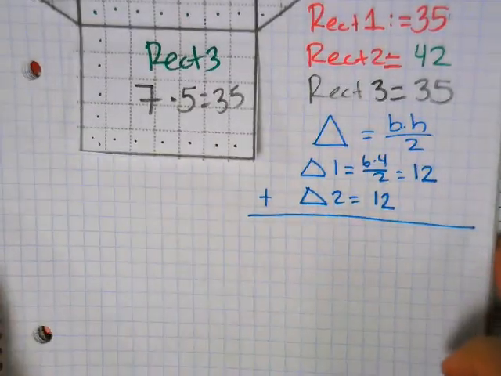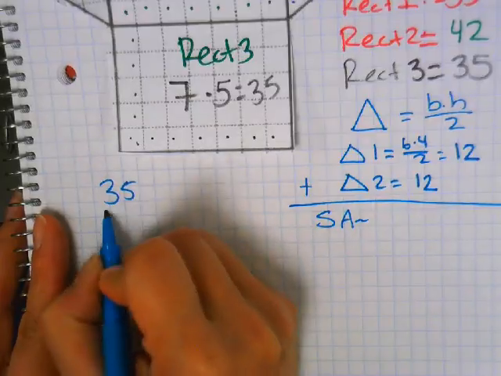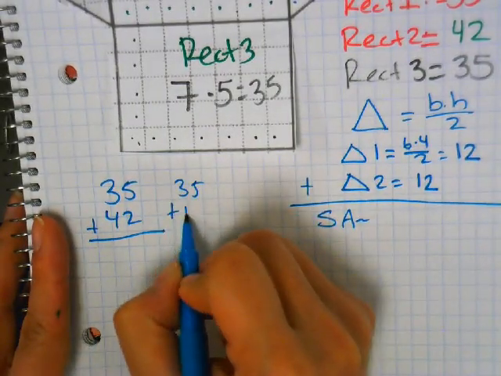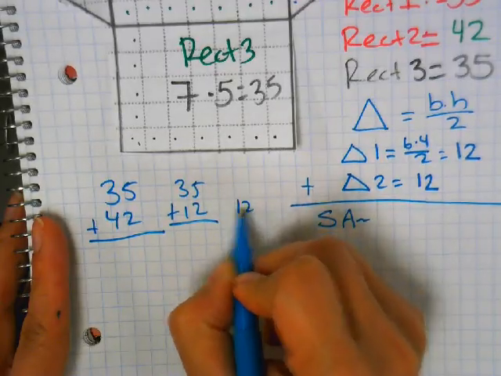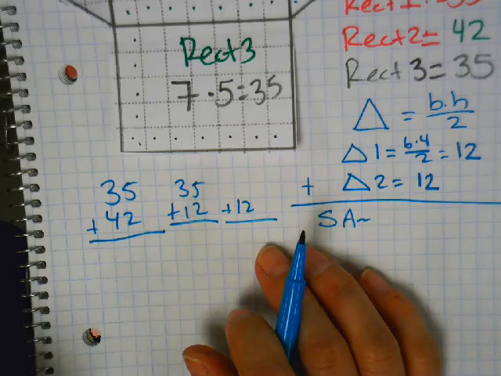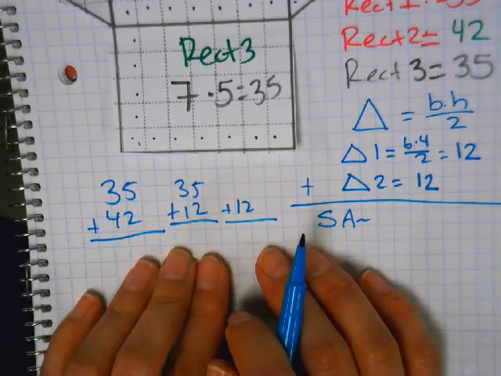Add them all up. Hay que sumarlos. Surface area. So 35, 42, 35 plus 12. So add all the numbers up. And the numbers are pretty easy to add, so we don't need calculators for this one or touching our iPad. We're just focused on adding these numbers up.